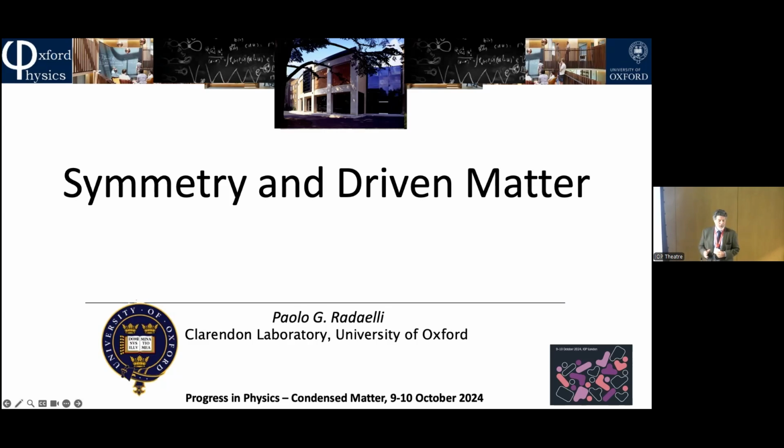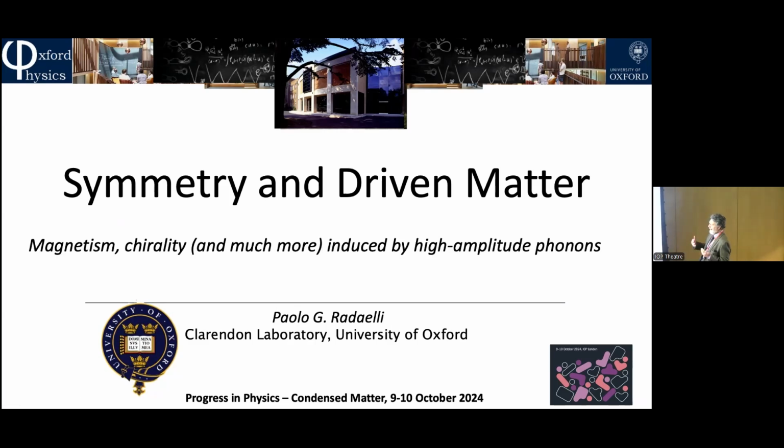I'm also going to talk about light and matter, like the previous speaker, and I'm also going to talk about polaritons, the different kinds of polaritons. But my talk, as you shall see, is completely different. I'm going to talk about magnetism, chirality, and other things that you can do by driving high amplitude phonons.